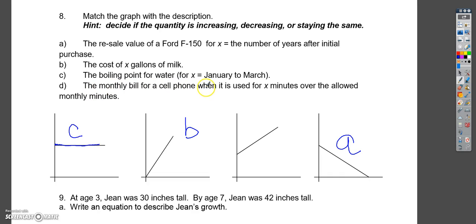Monthly bill for a cell phone when it is used for X minutes over the allowed monthly minutes. So here's the allowed monthly minutes, and if we go over, it's going to cost more. Over, it's going to cost more. So this would be for graph D.